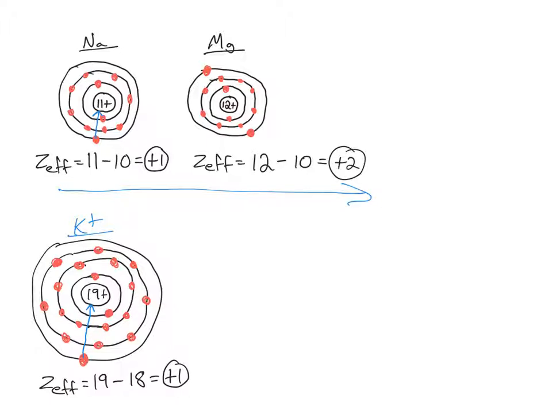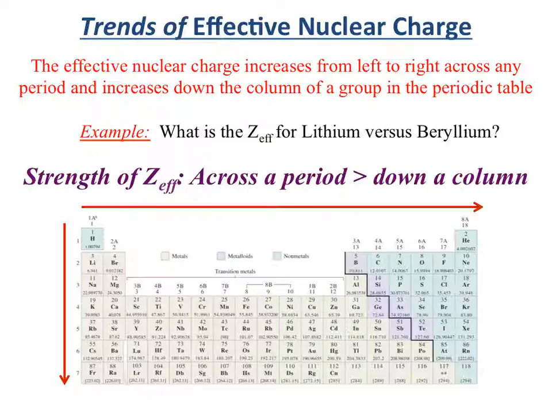Thus, what happens is this plus 1 for potassium is actually just a little bit greater than plus 1. It feels that charge a little bit more because it has more of a positive charge and because more of these electrons are spread out in the n equals 2 and n equals 3 electron shell. And so ultimately what we find is that the effective nuclear charge actually increases as we go down the periodic table. And so we can summarize that here where we say the effective nuclear charge increases from left to right across any period and increases down the column of a group in the periodic table.